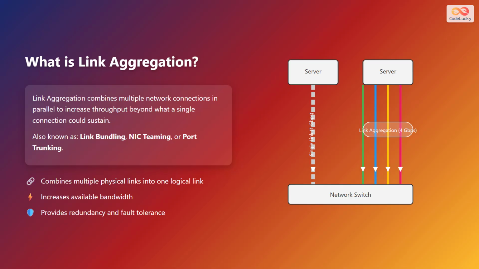Link aggregation combines multiple physical links into one logical link, increasing available bandwidth and providing redundancy and fault tolerance. If one link fails, the others keep the connection alive.